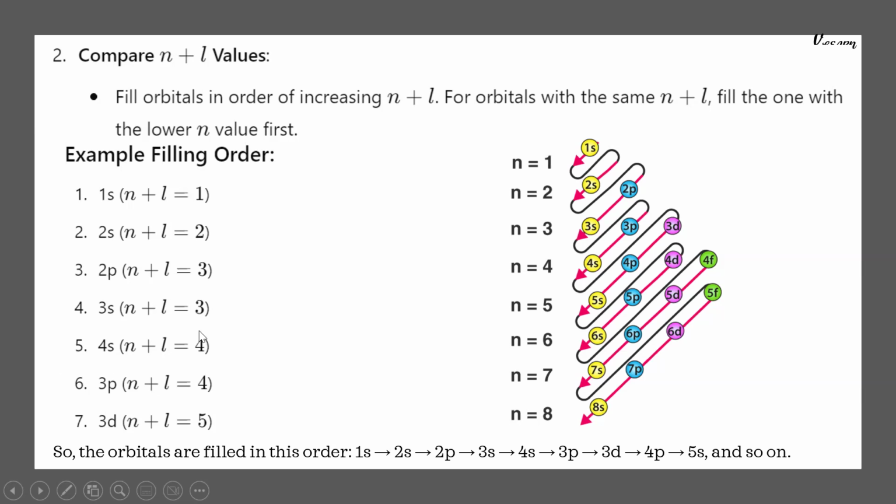Similarly, for 4s and 3p also we are getting 4 and 4. So the principal quantum number is 4 in one case and 3 in the other. So 3p must be the lowest energy level. Electrons must be filled here first, and then they will move on to the 4s orbital. See here, 3p will be filled first, and then the electrons will move on to the 4s orbital.